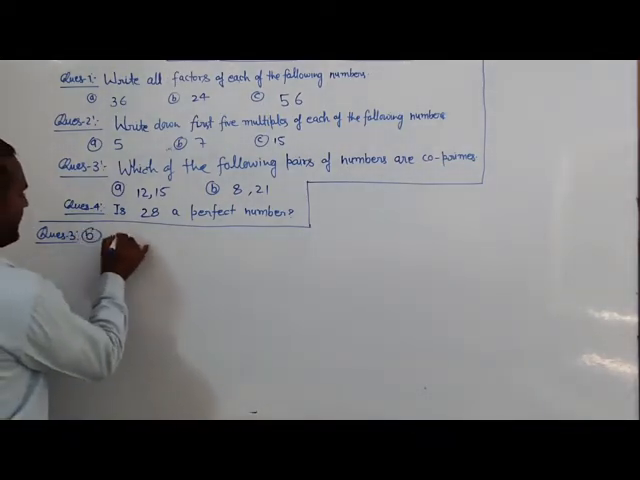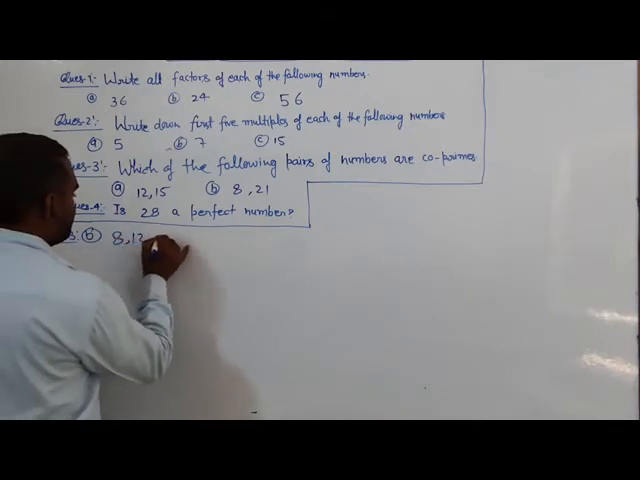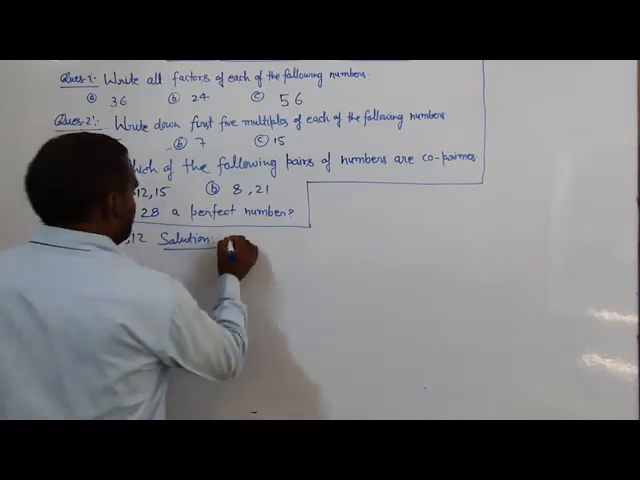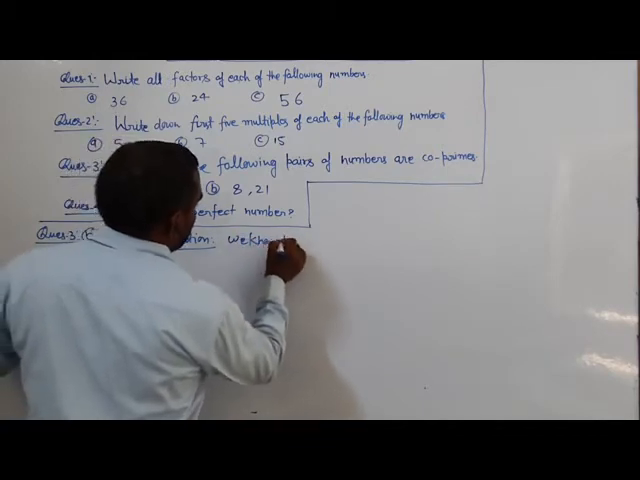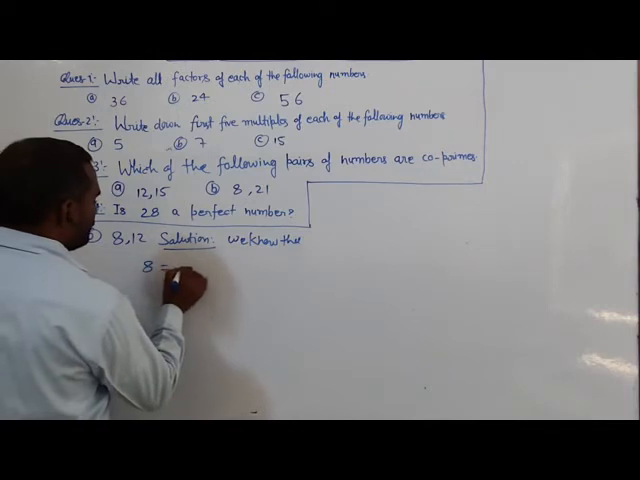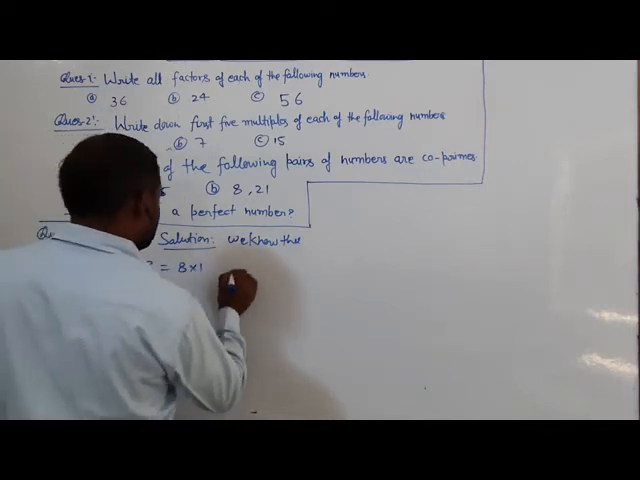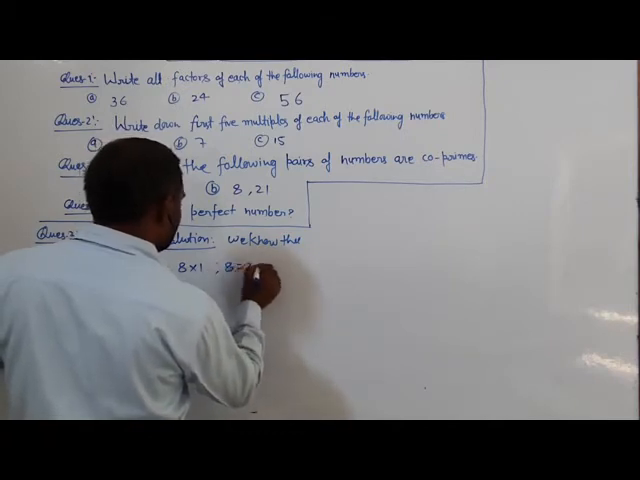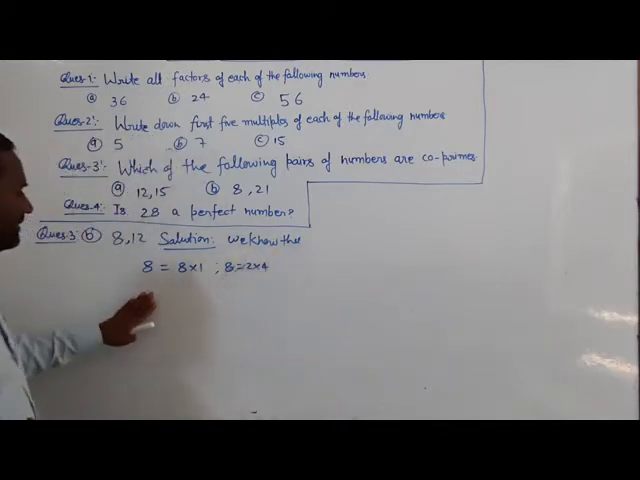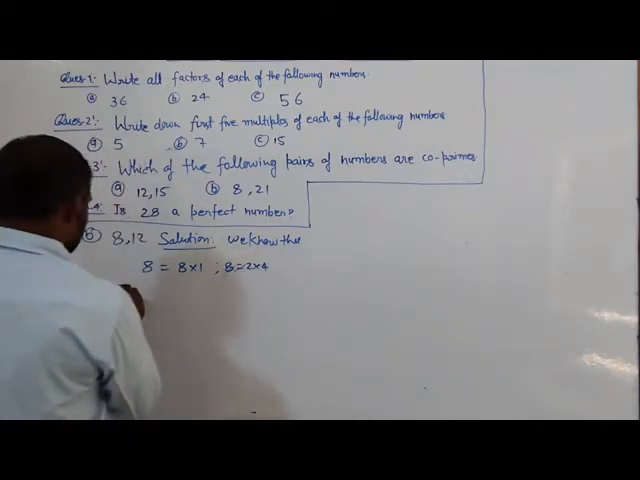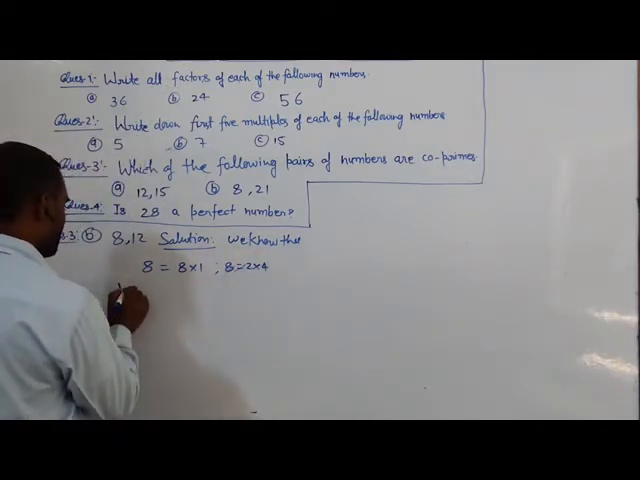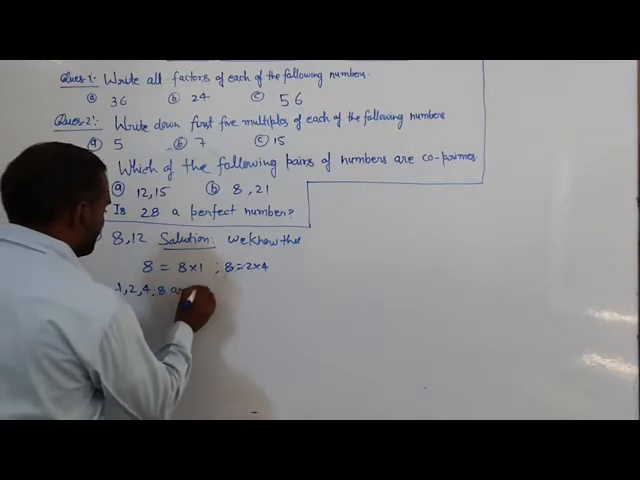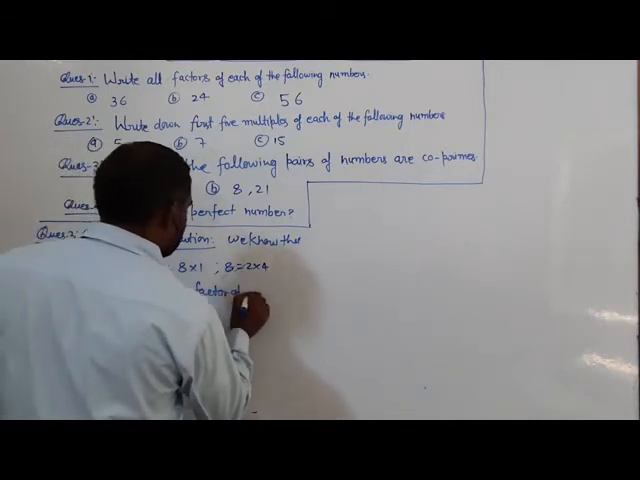Third B, 8, 12. Solution. You know that 8 is equal to 8 into 1. 8 is equal to 2 into 4. So 1, 2, 4 and 8 are factors of 8.